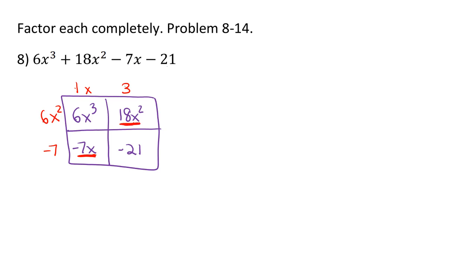And we can confirm that 3 times negative 7 gets me negative 21, that's over here, so I know my combination on the outside is correct. So I can go ahead and now write my final answer of 6x squared minus 7, and then x plus 3. We just have to make sure there's no difference of squares.